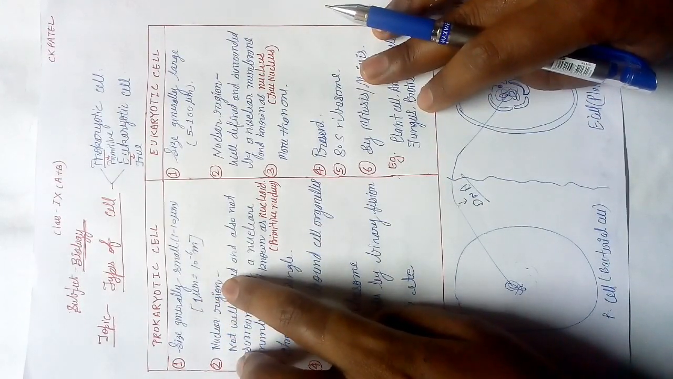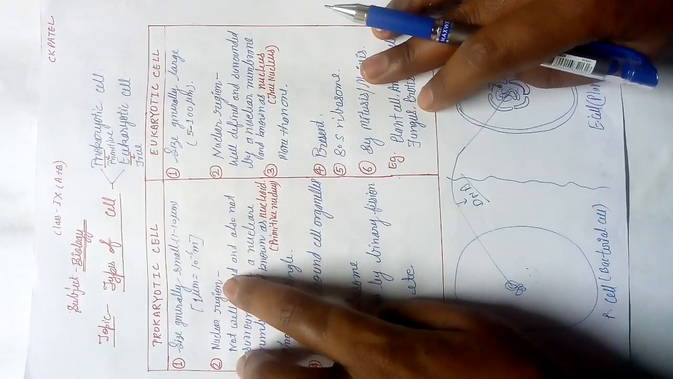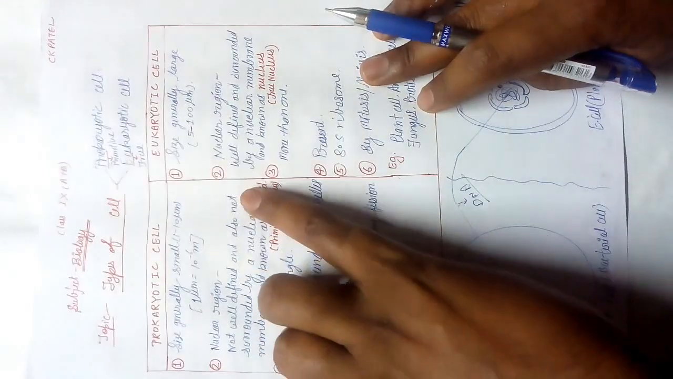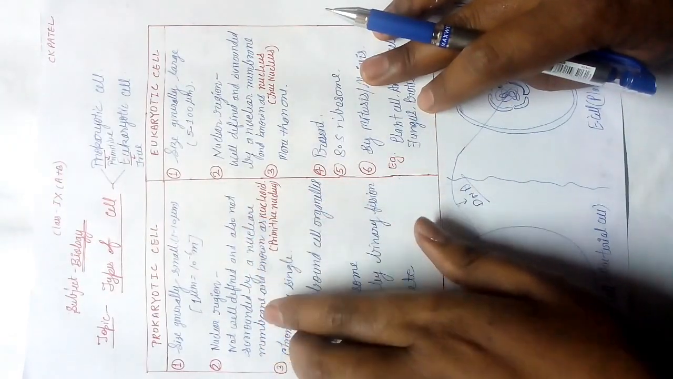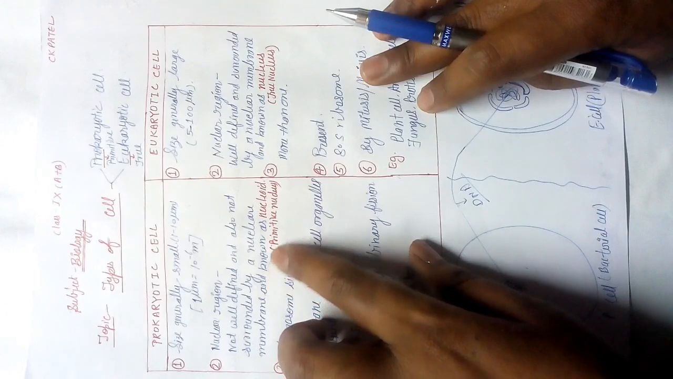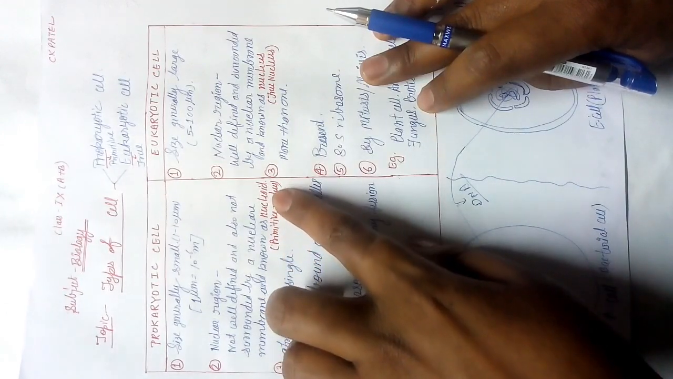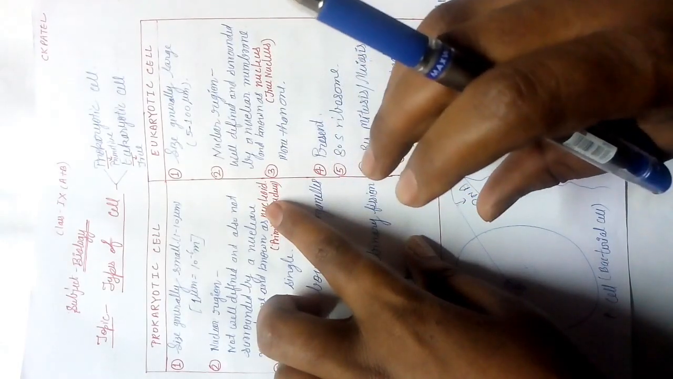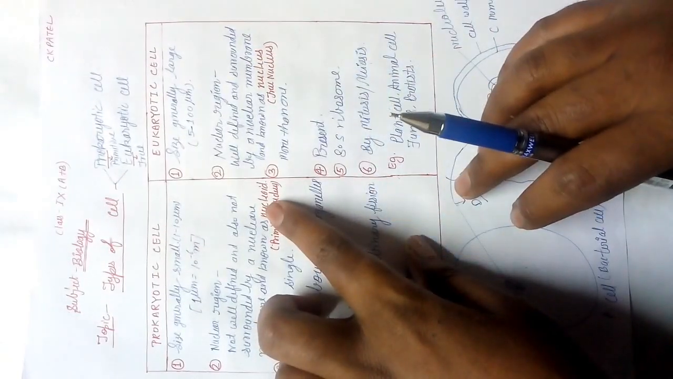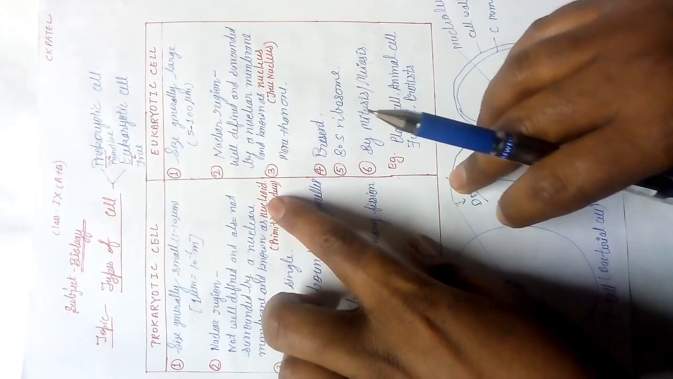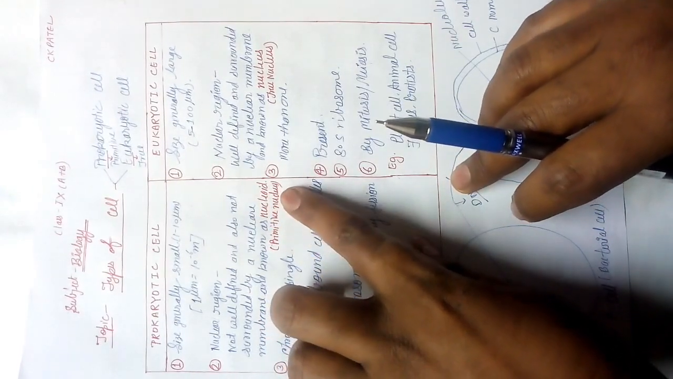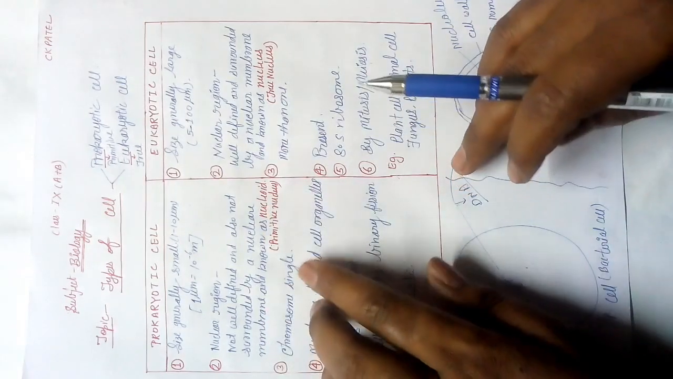Next difference, nuclear region. Nuclear region means the region which contains chromosome, or we can say DNA. In prokaryotes it is not well defined and also not surrounded by a nuclear membrane and not known as nucleus. Such a region which contains nuclear DNA, or we can say chromosome, is called the nucleoid, and it is also called the primitive nucleus.